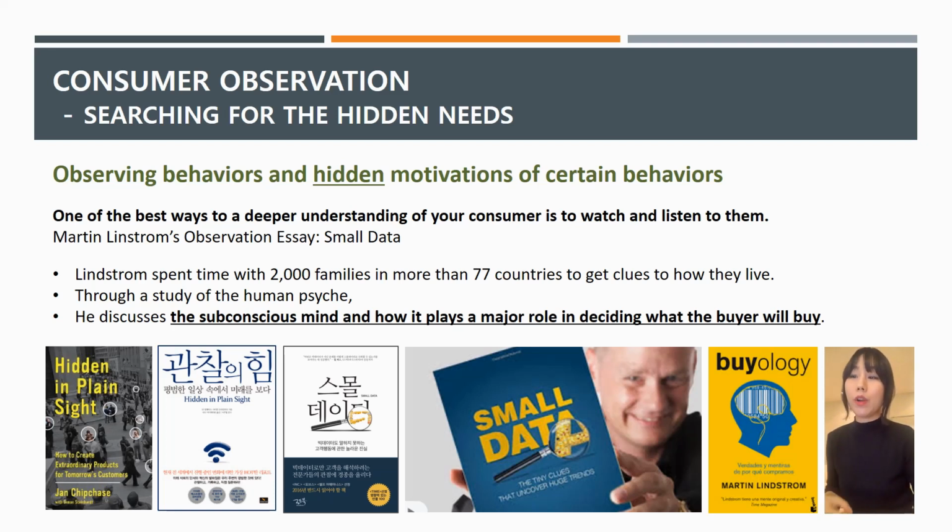Okay, so through the study of human psyche, he adapted some psychological theories to understand better about human self-conscious kind of hidden needs and their minds, and how it plays a major role in deciding what the consumers will choose to buy. And that was a kind of essay writing about his observation of individual consumers. Okay, so let me introduce a couple of cases of his observational study.